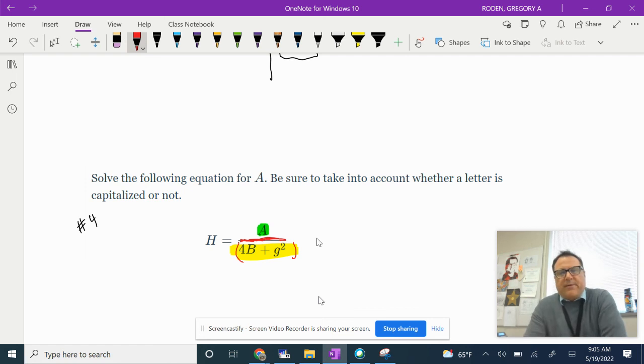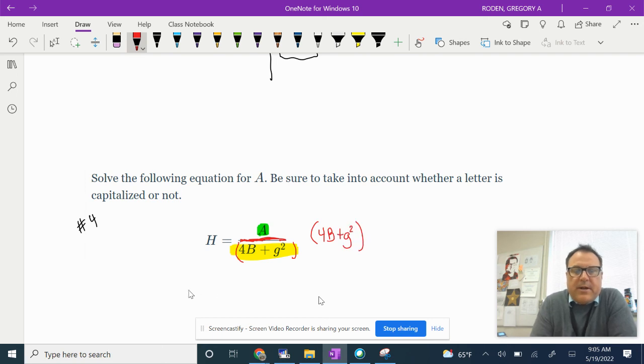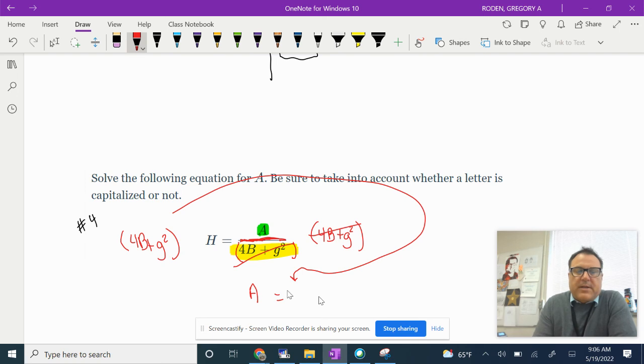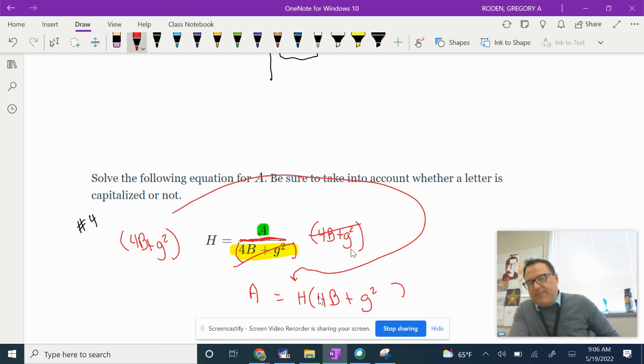Well, how do I get rid of everything that's highlighted? Well, I just multiply everything that's highlighted. So I just multiply 4B plus G to the second power. And then I have to do the same thing on the other side: 4B plus G to the second power. And so this cancels this, and now A is by itself. Now, I'm going to swap this and bring it down right here. Now, it's kind of messy. So we have the H, and then in parentheses, we have this whole 4B plus G squared. And that's how I would put it into Delta Math.